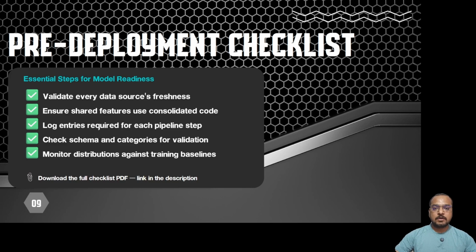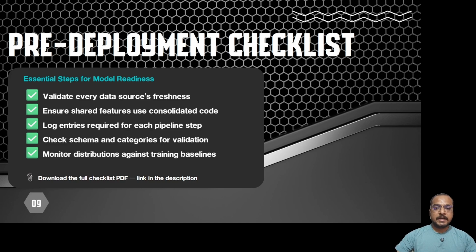Next is pipeline consolidation. If you have multiple models sharing similar features, are they sharing code or copying it? One change should require one deployment, not three. Next, step level observability. Does every step in your inference pipeline have a log entry? Data fetch, feature engineering, model call, output validation, database write. Each one should be traceable.